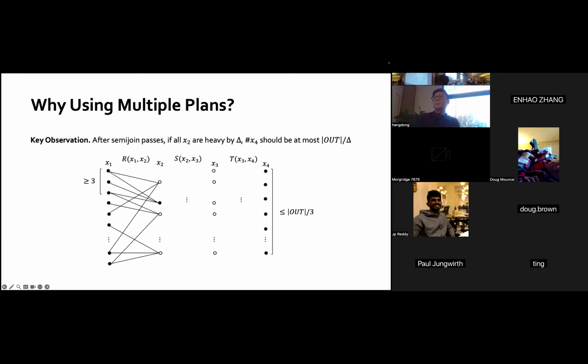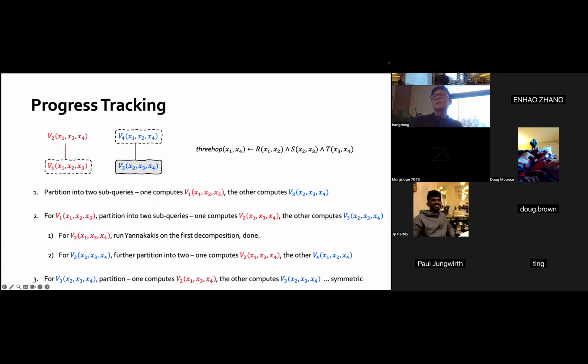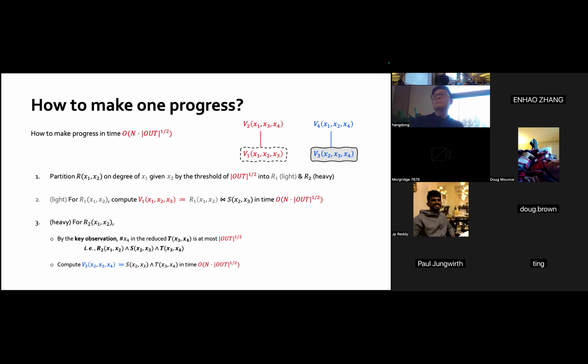And why is that true? Because if you have more than output divided by 3 number of x4s, every x4 is connected to some x2 values, and for those x2 values, you have more than 3 number of outputs. So that means your output size is bigger than out, which is a contradiction. Okay? So that's the guarantee that we're using here. So let me come back up. In this query, if this is heavy, then the number of x4s is bounded by square root of out. And in that case, you can join S and T, and you're bounded by n times square root of out, because the number of distinct x4 values is bounded by square root of out.